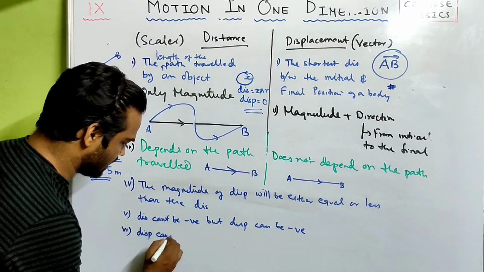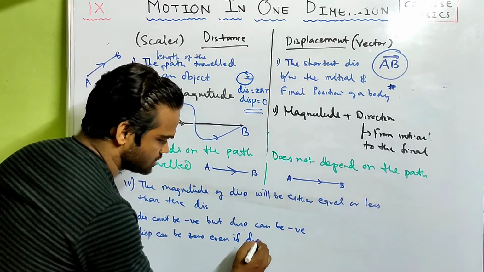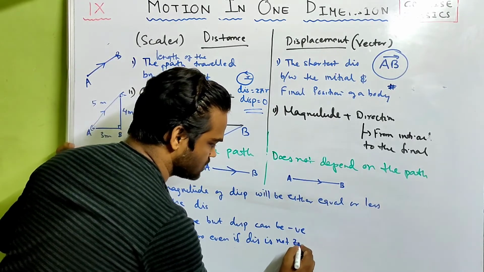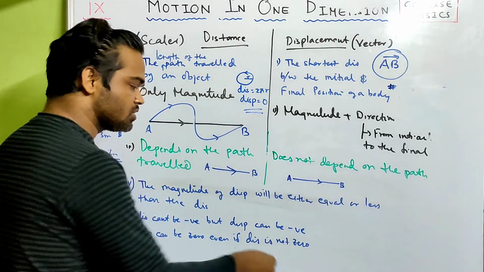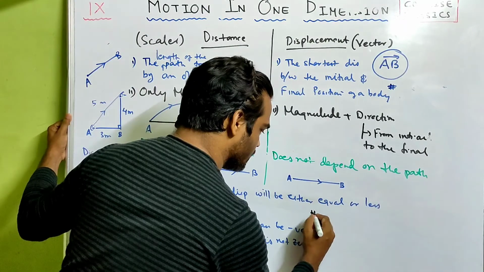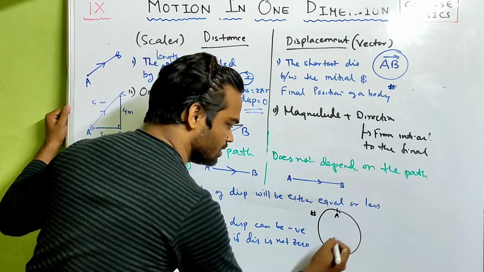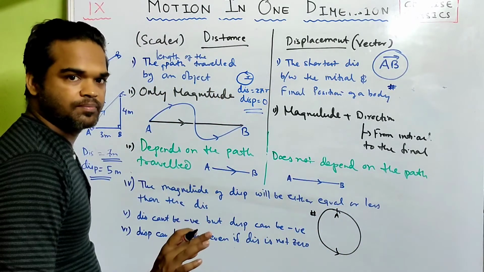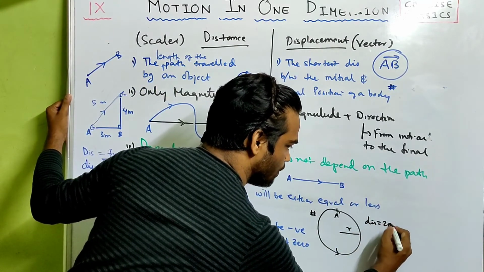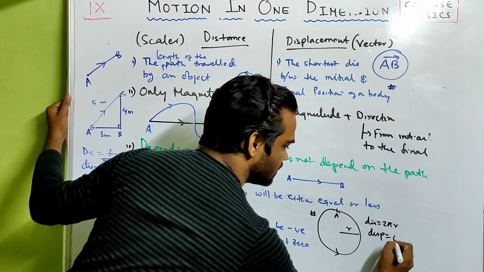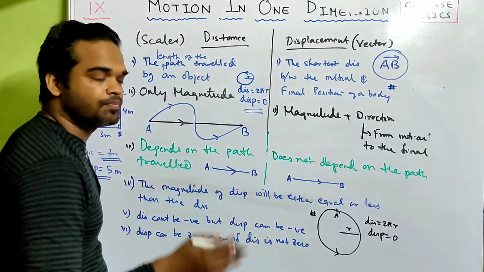Now next, displacement can be zero even if distance is not zero. Now what is this scenario? Which means distance is not zero but the displacement is zero. Very easy. Suppose a body moves in a circular path. It starts from A and then comes to A only. Then the distance traveled, suppose this is R, the distance traveled is 2 pi r, but the displacement is 0 because the initial position and the final position is same.